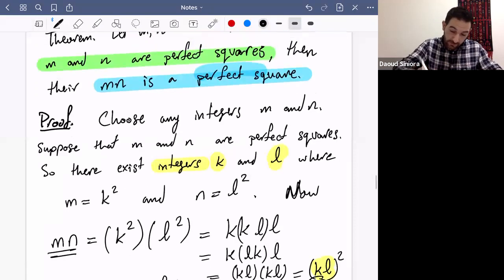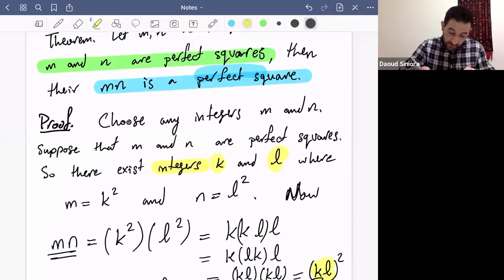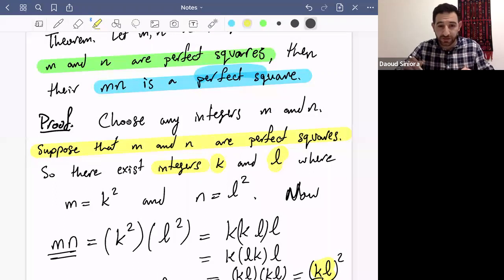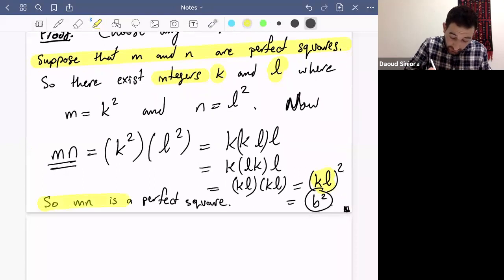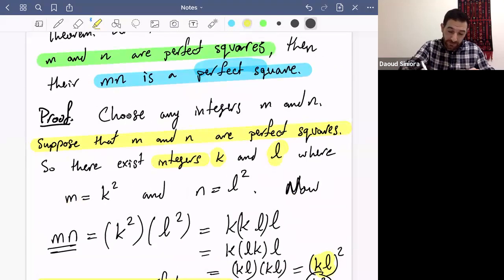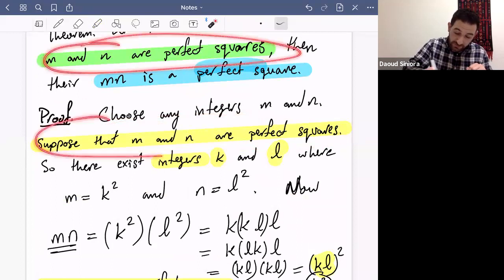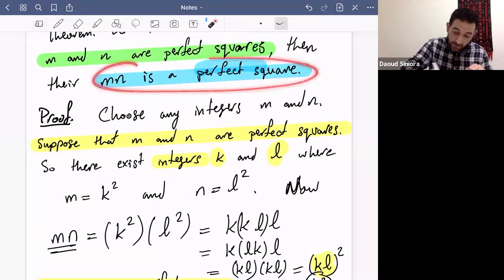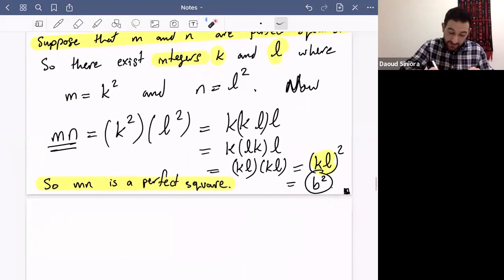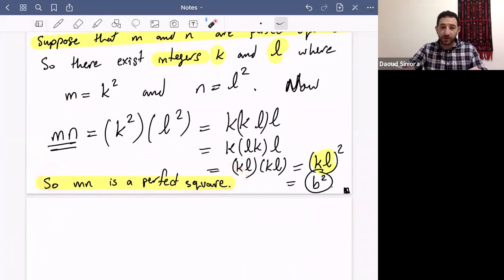Okay, let's see what the overall picture is. We assumed that m and n are perfect squares, and we finished our proof by showing that their product is a perfect square. And this is the direct proof. You assume the hypothesis to be true. This is m and n are perfect squares. And then we showed the conclusion that the product is a perfect square. So moral of the story, if m and n are integers and they are perfect squares, then their product is a perfect square.